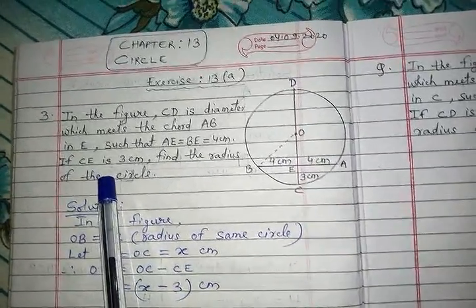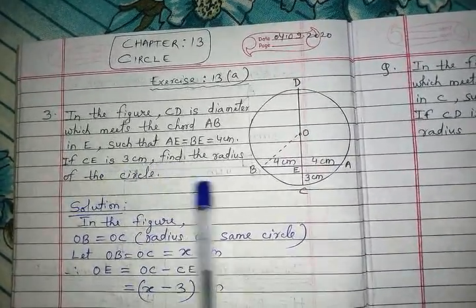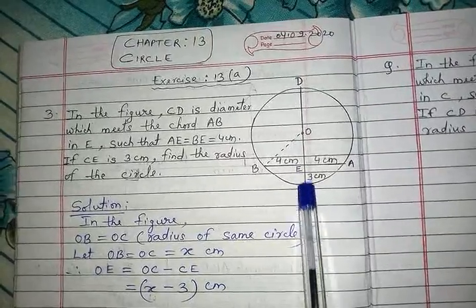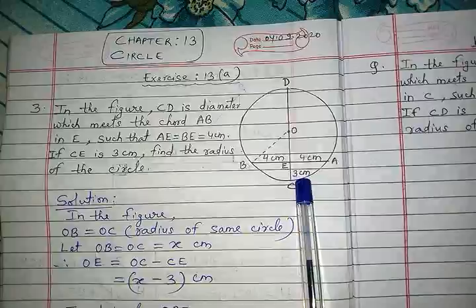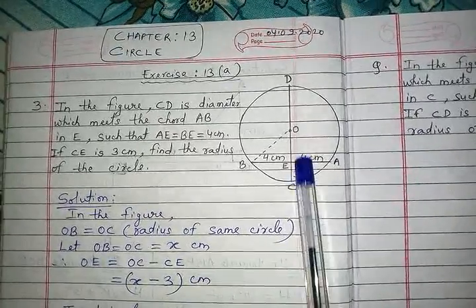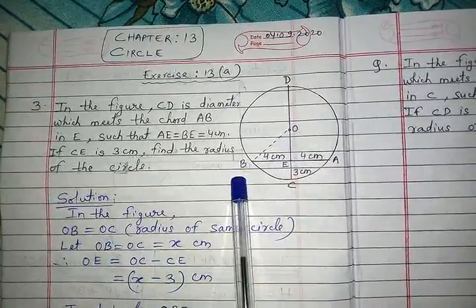If CE is 3 centimeter, only CE, the down part, C to E is 3 centimeter. Find the radius of circle. So we have to find the radius of circle. Actually OB was not given in the diagram.